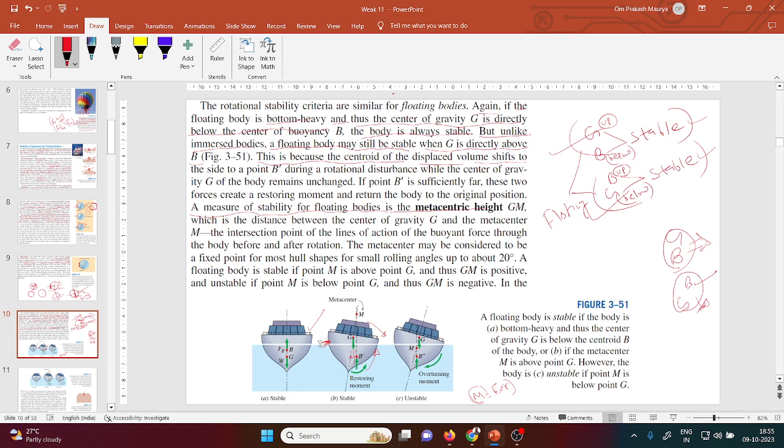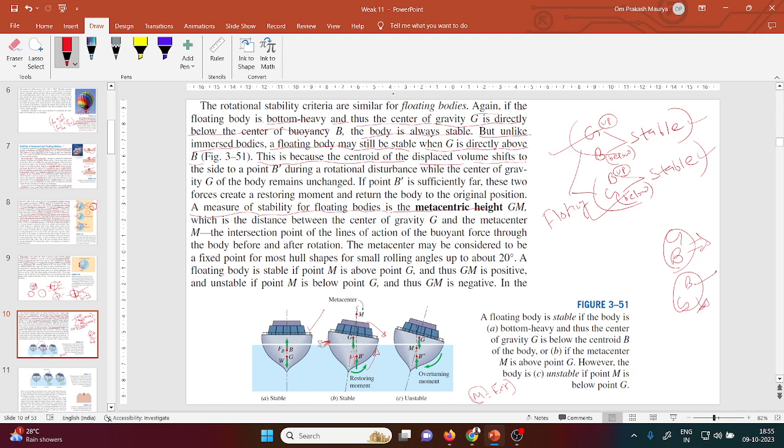This is the meaning. The metacenter may be considered to be a fixed point for most hull shapes for a small rolling angle, up to 20 degrees. If the rolling angle is within 20 degrees, we may consider the metacenter point to be at the same fixed location. But what is written: a floating body is stable if point M is above point G.